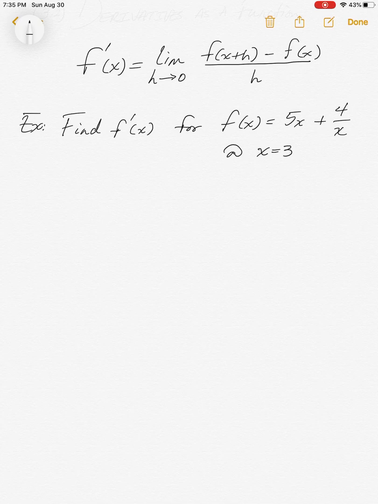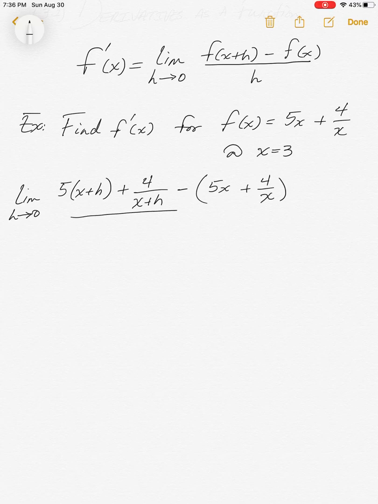We're jumping straight in. Notice, we pretty much abuse this definition of a derivative, this slope right here. So we toss that up in there. We're going to find f prime of x using that definition up top. We have the limit as h goes to 0 of 5 times x plus h plus 4 over x plus h, minus, open up your parentheses, keep yourself safe, 5x plus 4 over x, and that's all over h. That got real funky real quick.